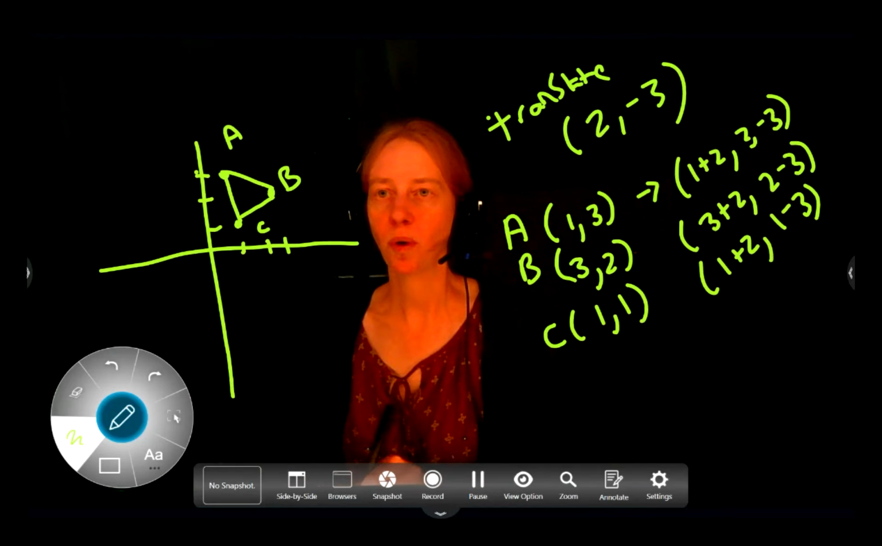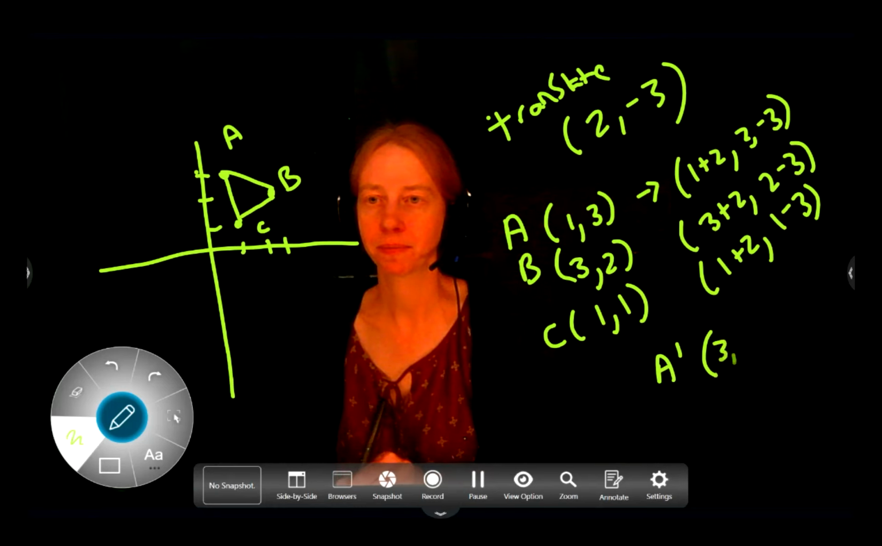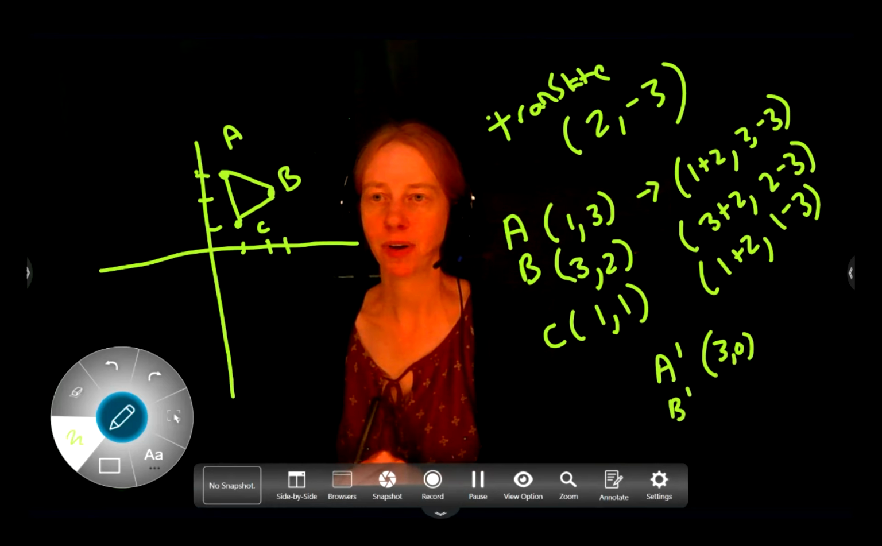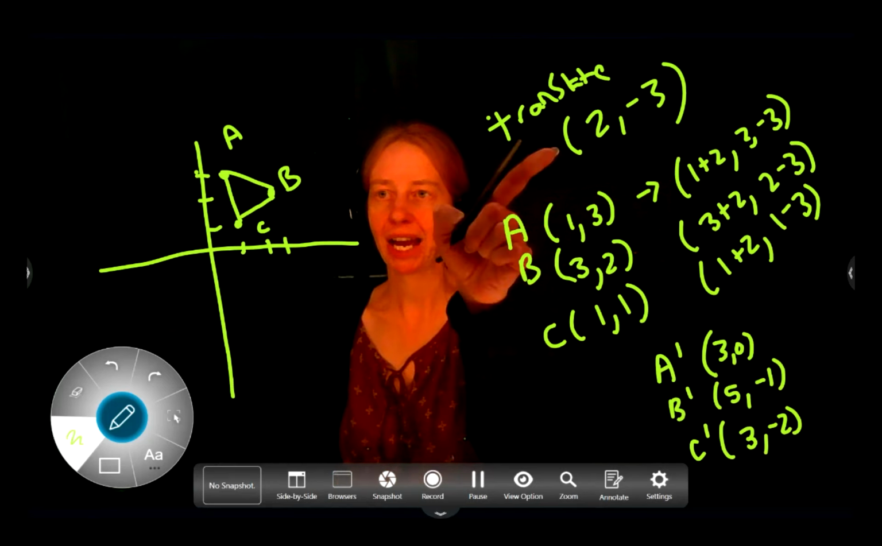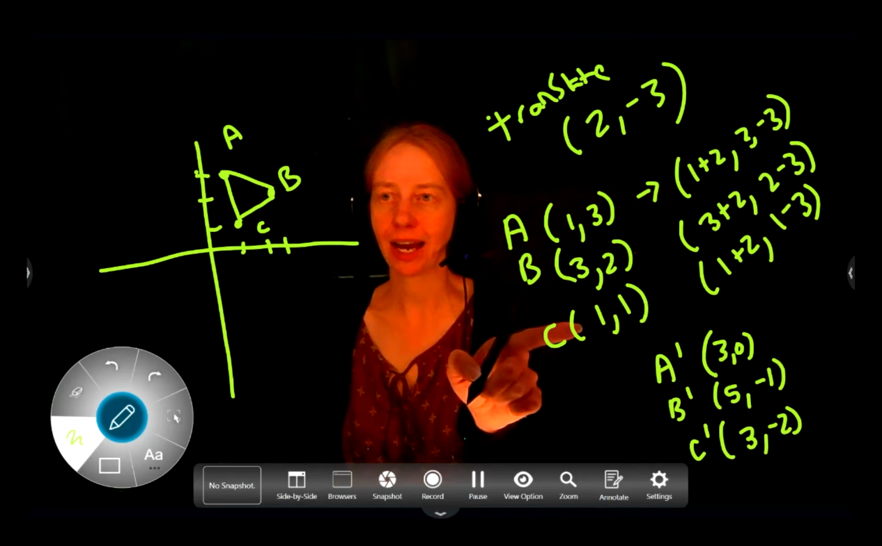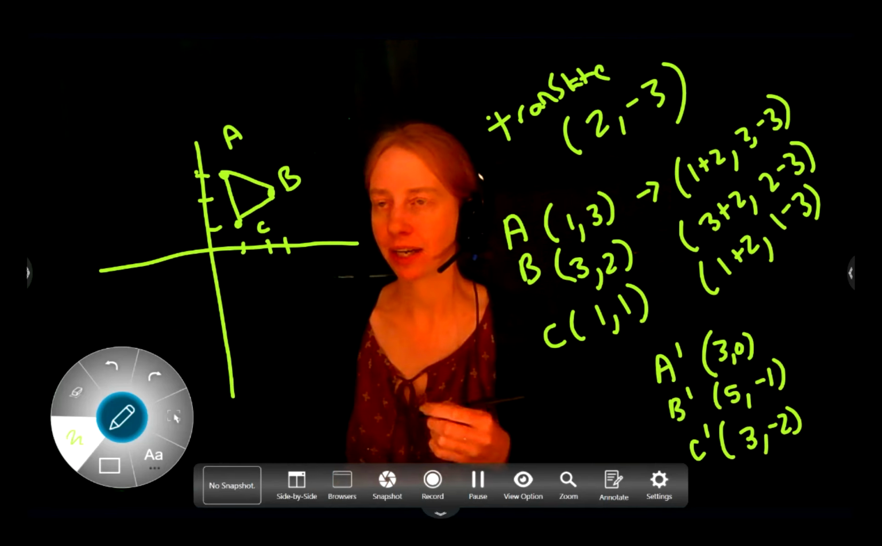Okay, so my new points: my A prime is at 3, 0. My B prime is at 5, -1. And my C prime is at 3, -2. So I've performed this translation by adding 2 to every X value, and subtracting 3 from every Y value.